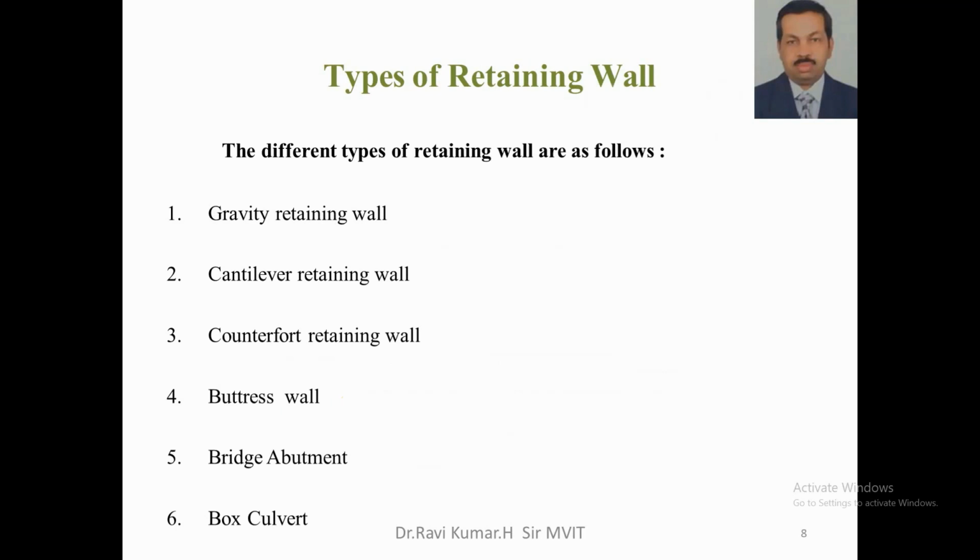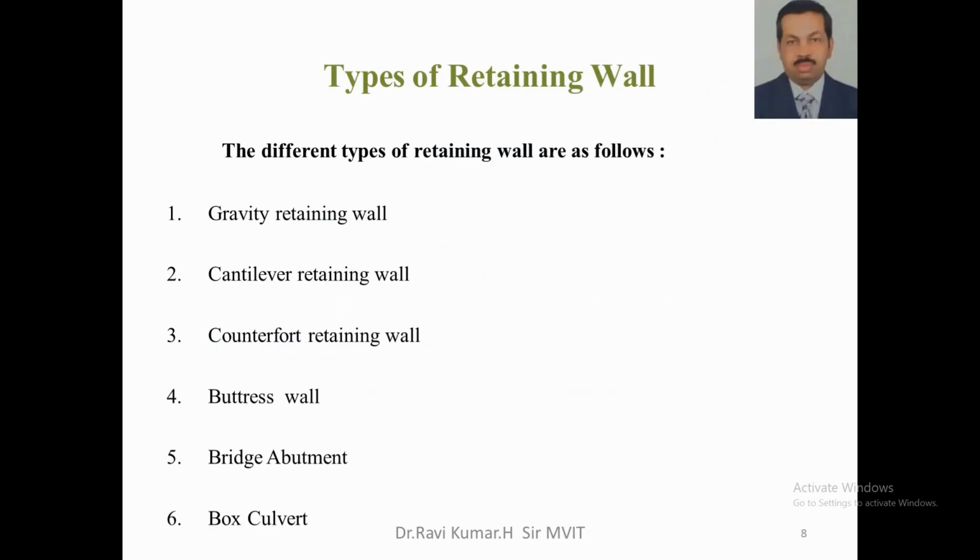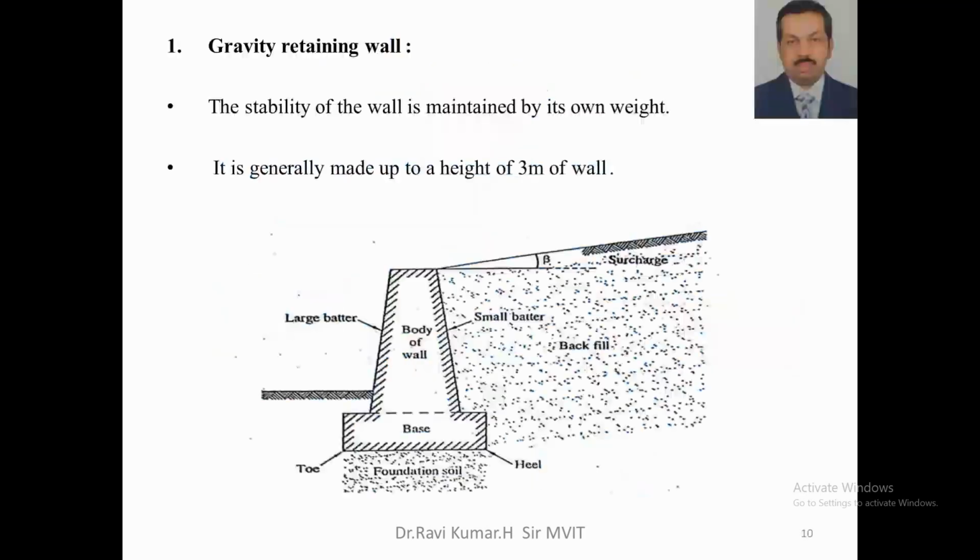So now, with this, we'll try to understand the types of retaining walls. The first type is the gravity retaining wall, and next we go with cantilever, counterfort, buttress, bridge abutment, and box culvert. Today we shall try to understand the theoretical concept of all the types. In our PTU syllabus, we have gravity retaining walls, semi-gravity retaining walls, cantilever retaining walls, and counterfort. Anyhow, we shall also try to understand the other types as illustrated here, that is buttress wall, bridge abutment, and box culvert. So now we'll go ahead with this.